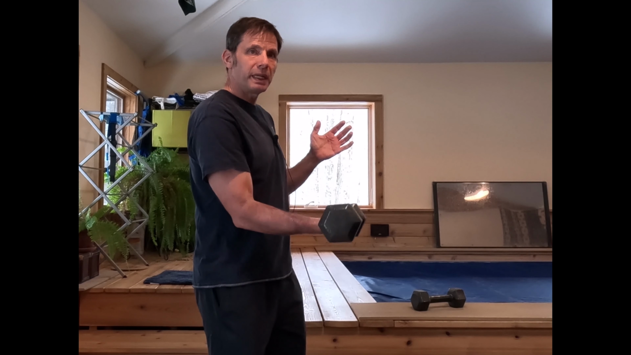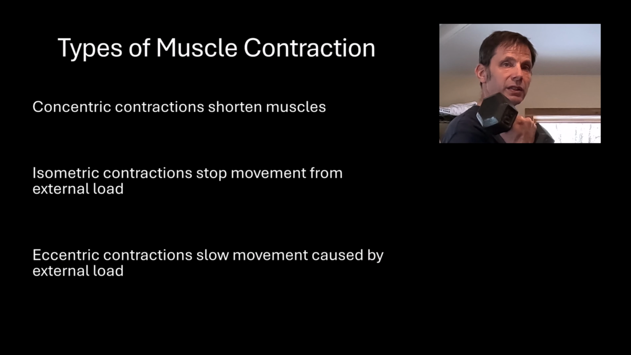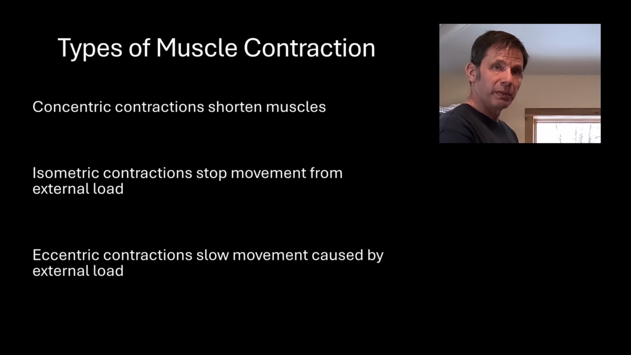Okay, so muscles are responsible for movement in our bodies. The muscles can cause the movement by contracting concentrically, or they can oppose movement created by an external load. That would be either isometric contraction or eccentric contraction.